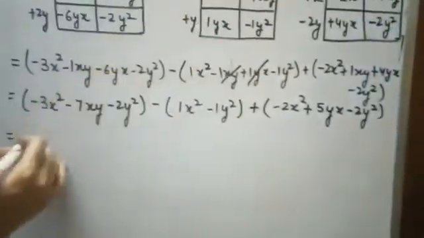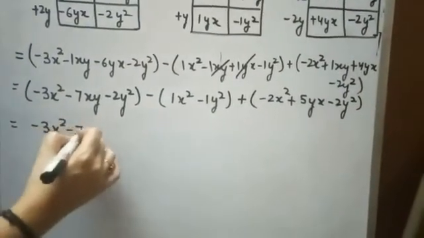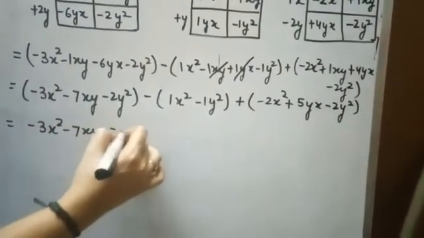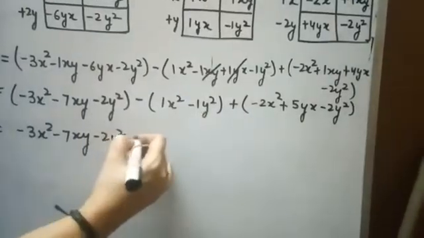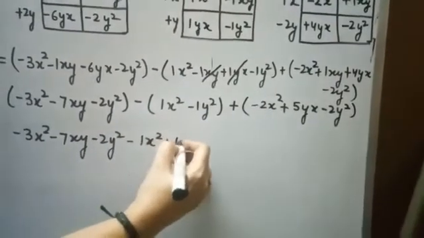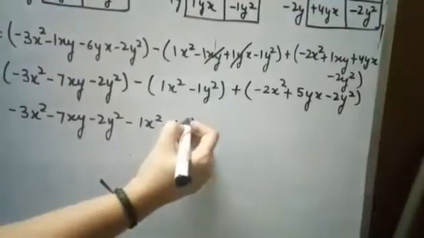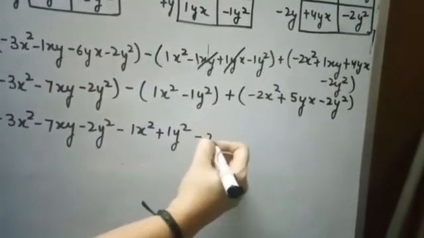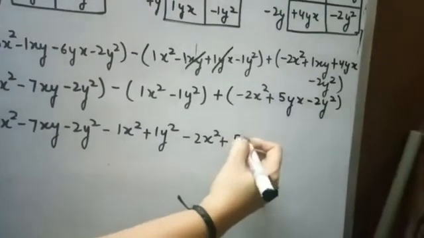Now I am going to open the brackets. First bracket as it is. Now there is a subtraction sign, so the sign of both the terms will change. Minus 1x square plus 1y square. Plus sign. There is no need to change the sign.